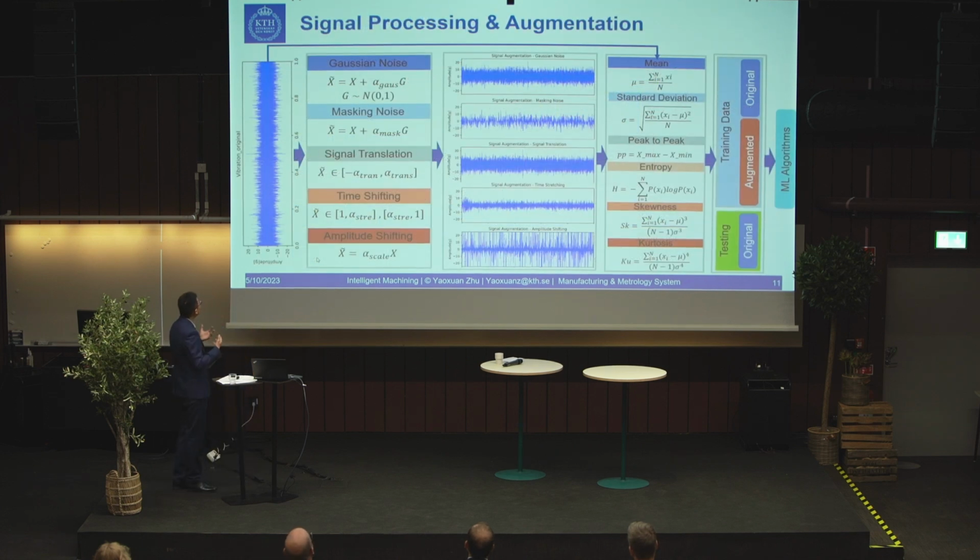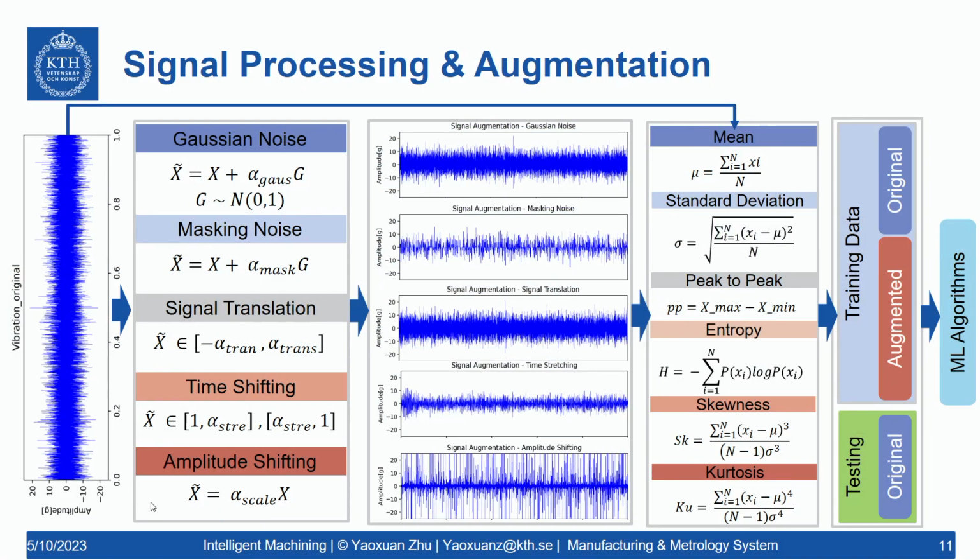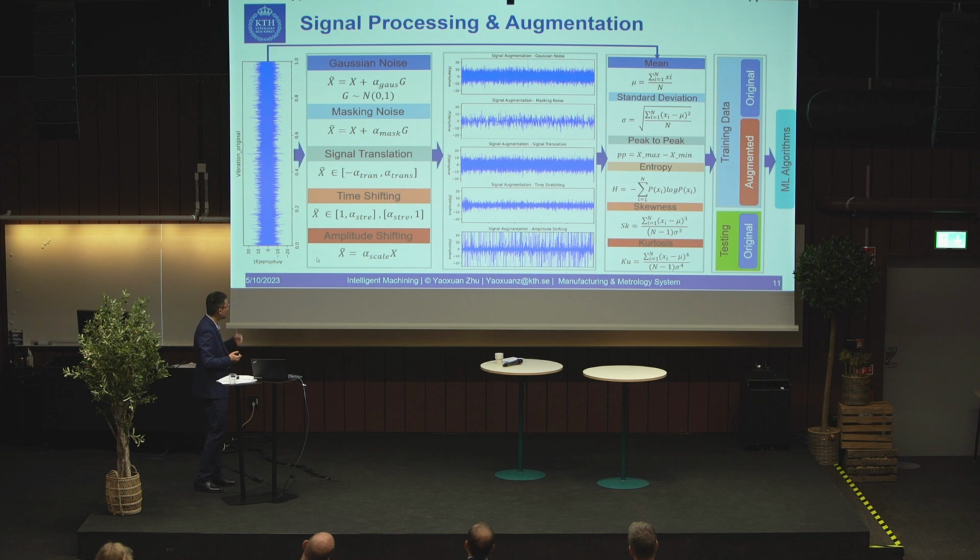So when we get the original vibration signals, how can we use data augmentation methods? Here, the data augmentation methods are Gaussian noise, masking noise, signal translation, time shifting, and amplitude shifting, to generate or manipulate new data based on the original vibration signal data. So here is one original vibration signal, and through these augmentation methods, we can generate a total of 5 new vibration signals.